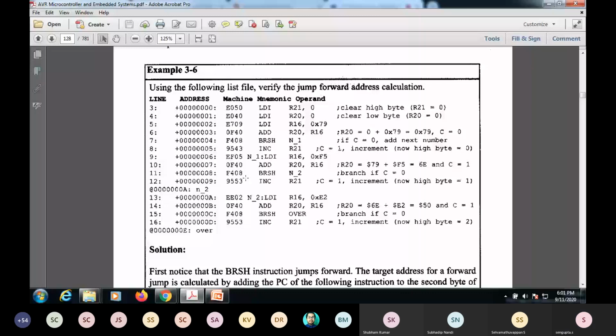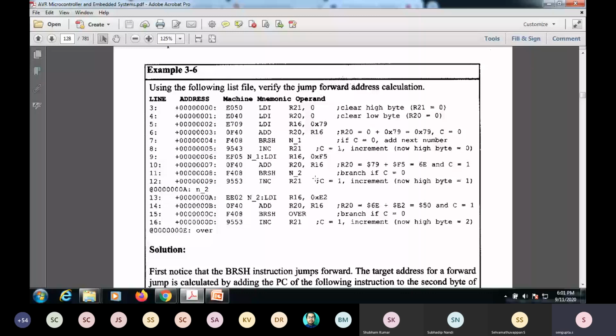But in this case, let's say here, branch N1 and branch F2. Look at this: F408 and F408 are both the same. Branch 2, but here it is N1 and this is N2. So again, BRSH, I think some of them have to do with the address also, but I wonder why the addresses are different, because BRSH also depends on the address, or the location.